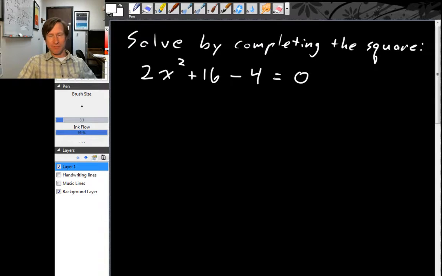Here's an example of solving an equation by completing the square. This equation I just made up: 2x squared plus 16x minus 4.